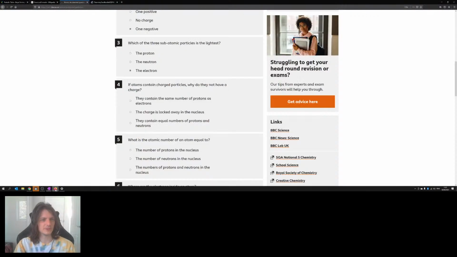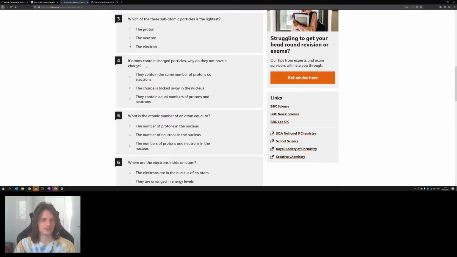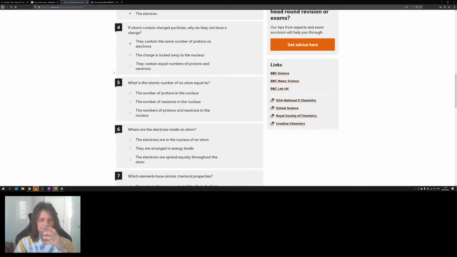Oh, this is really good. I'm glad we're doing this. Okay, I think this is wrong. If atoms contain charged particles, why don't they have a charge? They contain the same number of protons as electrons.